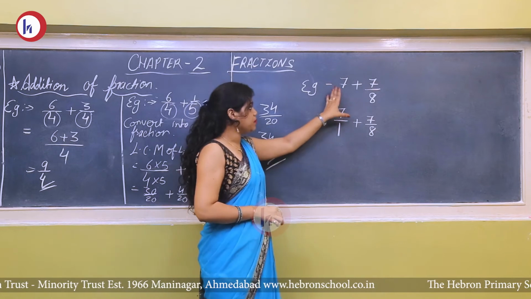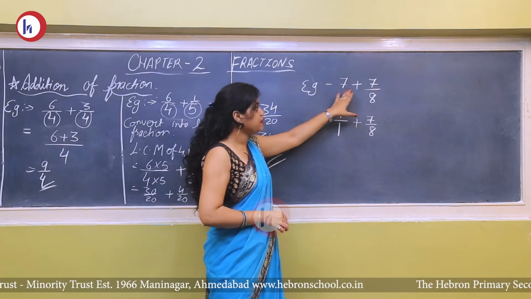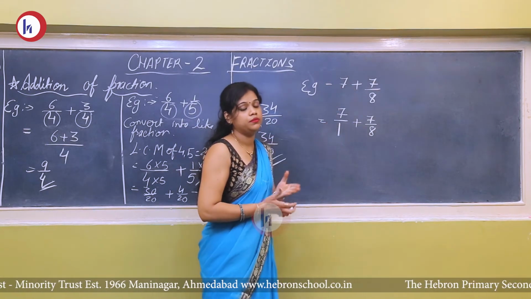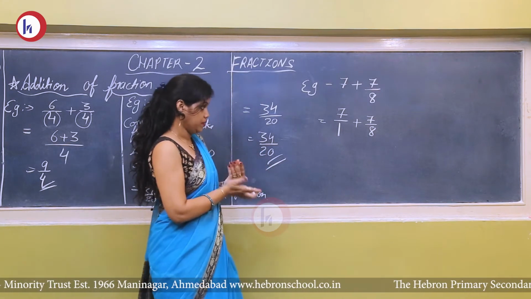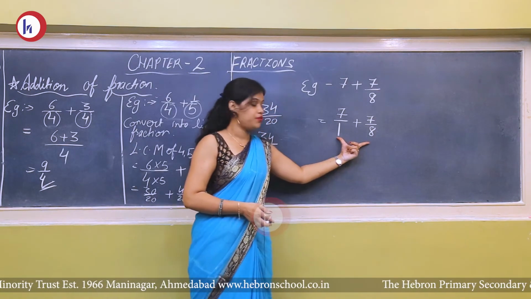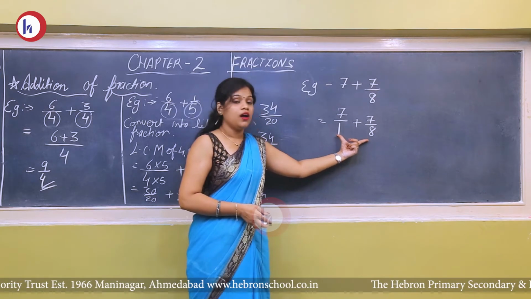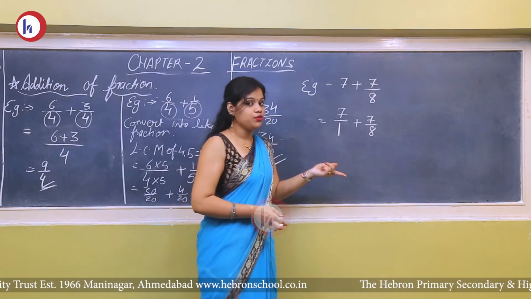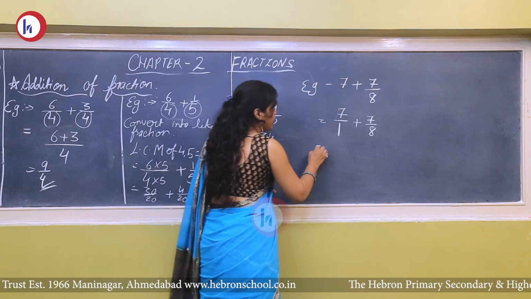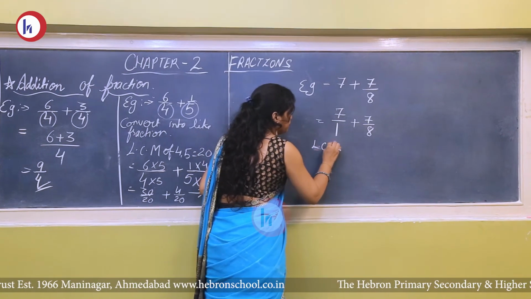So for this type of number, when a whole number is added to a fraction or a fraction is added to a whole number, you should take 1 in the denominator. Now you can see you got two fractions. Again, these are unlike fractions. So what we are going to do, as I explained, you have to take the LCM.